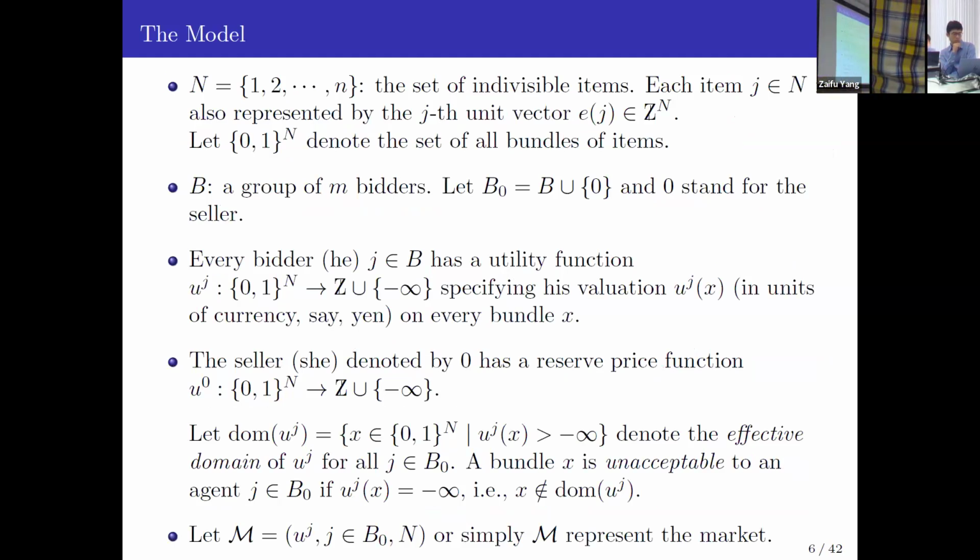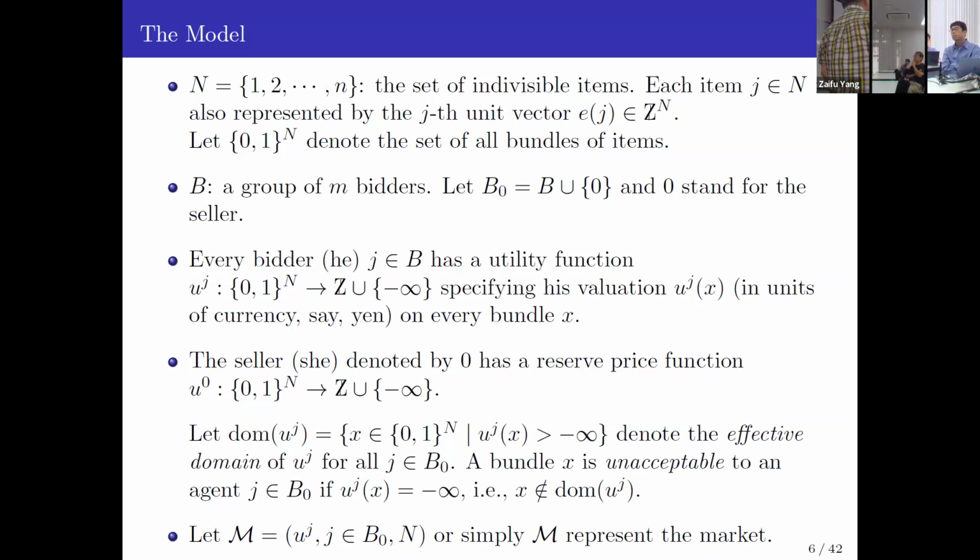Okay, so let's look at the precise model. We have n indivisible atoms, and actually we can also describe it in a more general form, with integer vectors, but the description can easily be extended to that more general formulation. Now every bidder has a utility function, and some bundles may not be acceptable. So here you see we have a minus infinity. This means those atoms will not be acceptable.